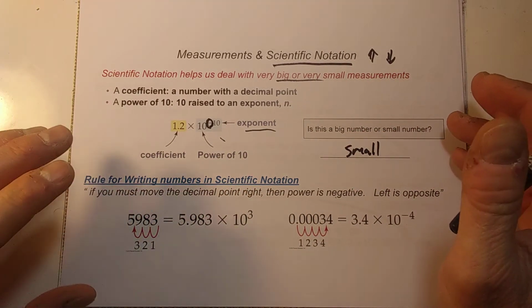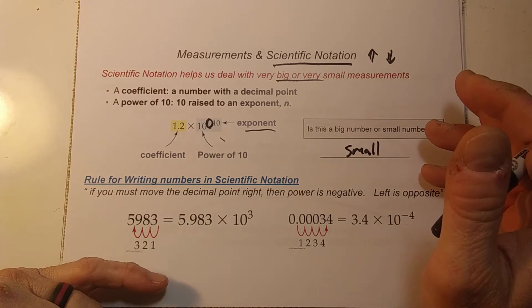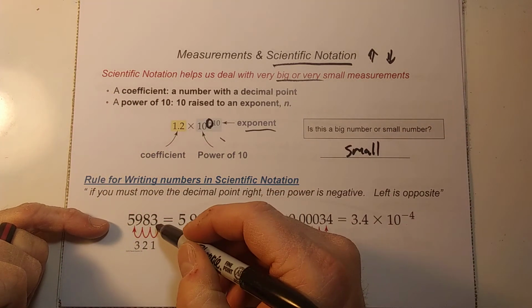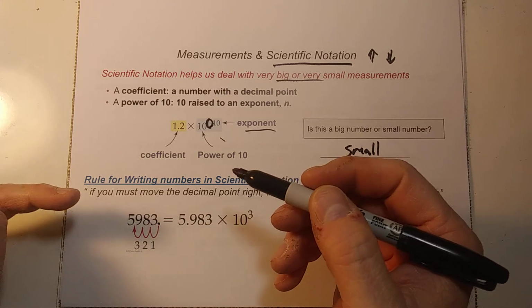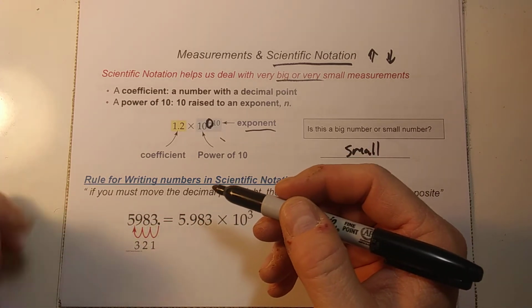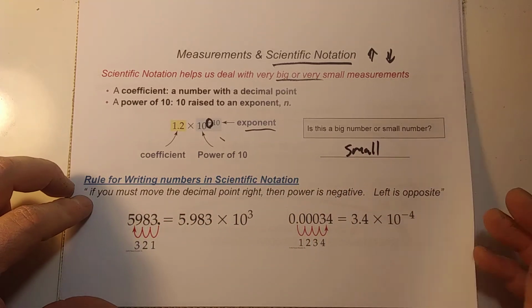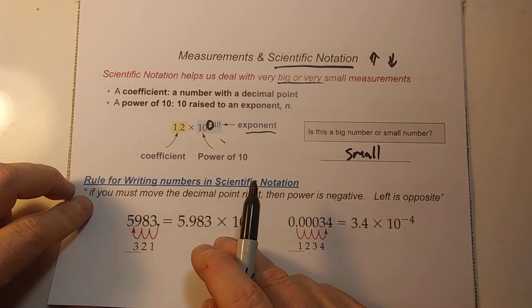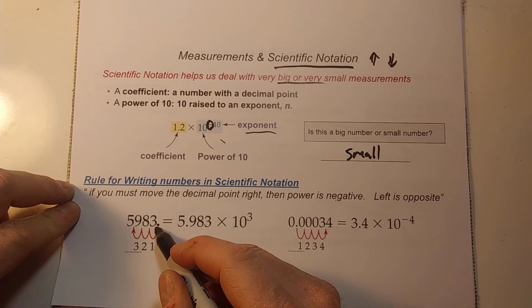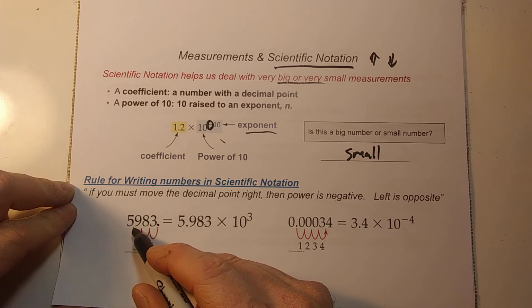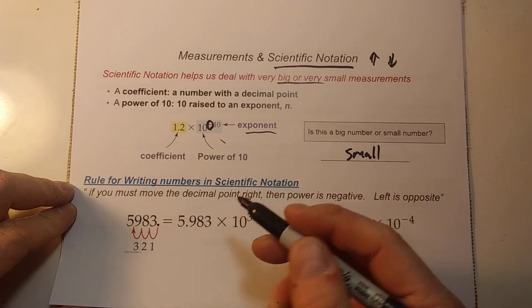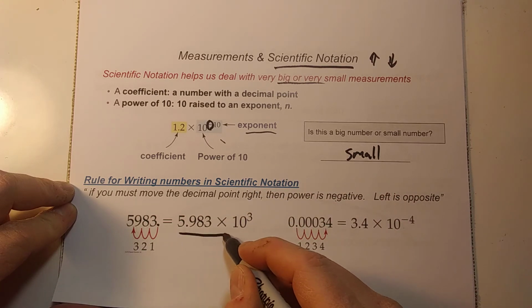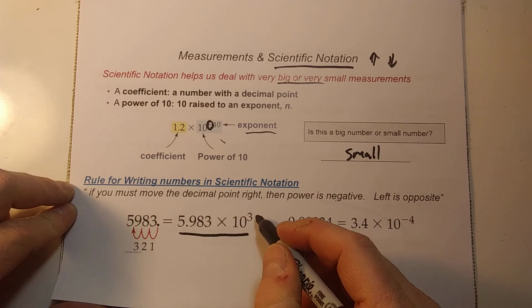So the rules for going from standard notation to scientific notation are this. If there's a decimal point, of course, start there. If it's implied, write it in, because we're about to move it to make this number in standard notation a number in scientific notation. We move it 1, 2, 3 spots to the left. So that's a large number, 5,983, becomes 5.983 times 10 to the third.